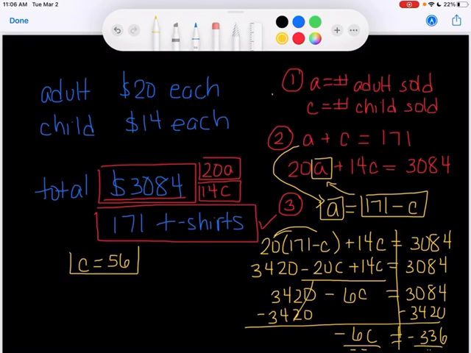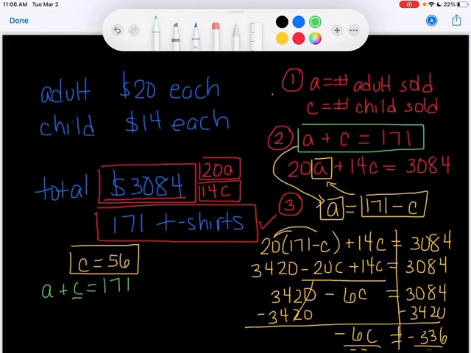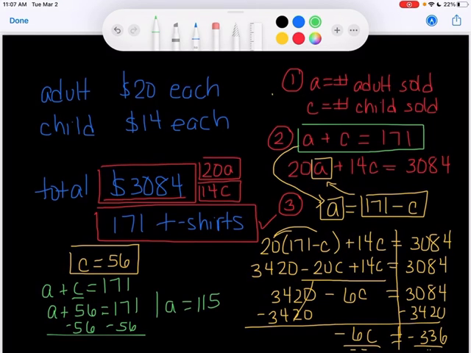Well, I still need to know how many adult t-shirts were sold. So I can go back to either of the original equations. I think this is the easiest one to use: A plus C equals 171. And I can replace C with 56. So I get A plus 56 equals 171. Then I subtract 56 from both sides and end up with A equals, well, 171 minus 56 is 115. So we've got 56 child t-shirts and 115 adult t-shirts sold.